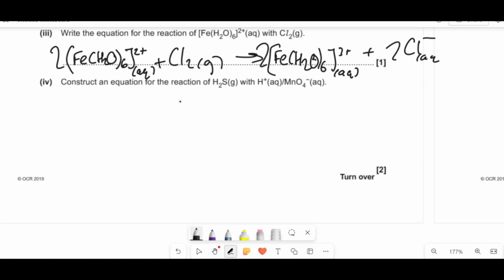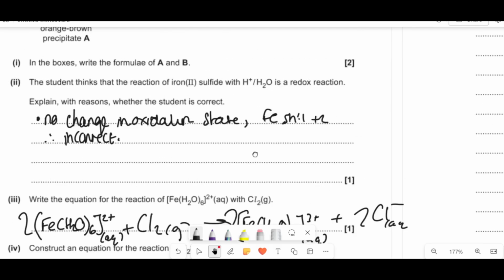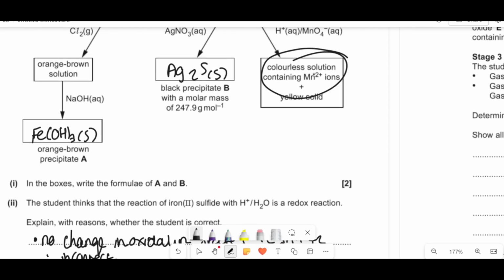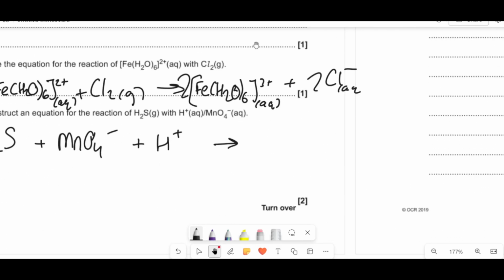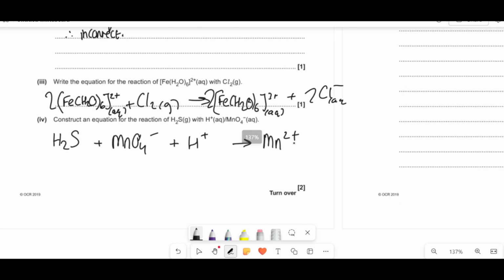There you go. Construct an equation for the reaction of H2S gas with H+ and MnO4-. So again, start by writing what you definitely know is in this. You know you're going to react H2S, we're going to add MnO4-, and we're also going to be adding H+, and we need to figure out what we're making. If you look back at this question, we have a colorless solution with Mn2+ and a yellow solid. So that means we must be making Mn2+ here, and the yellow solid is sulfur as a solid. So then we are also making the S here.